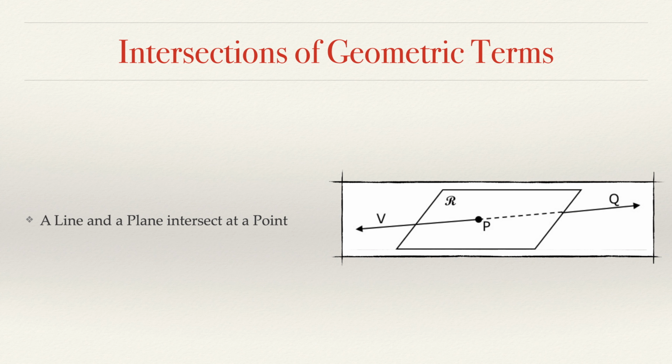All right, next, if you have a pencil, I want you to take that paper that you just had, and then I want you to jam the pencil right through it. What you're going to notice is the pencil goes through at a point. A line and a plane intersect at a point.